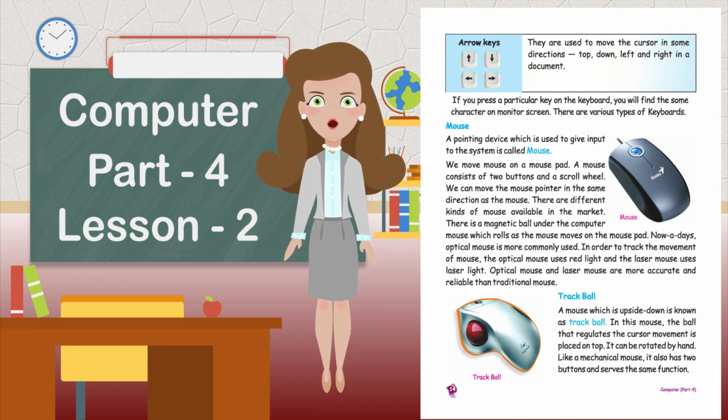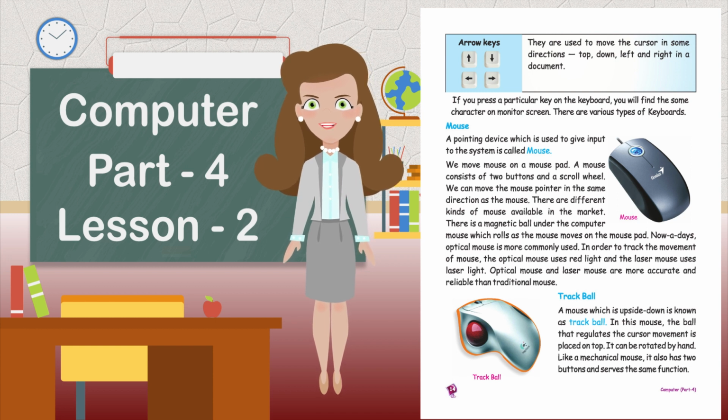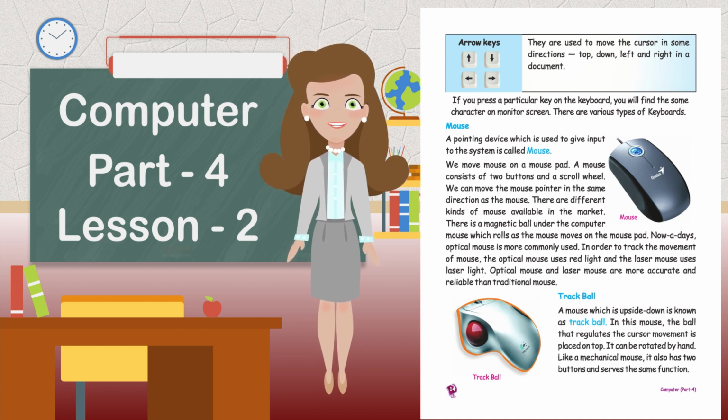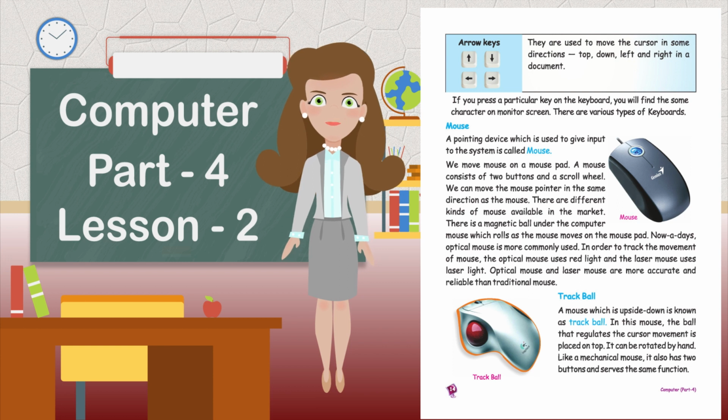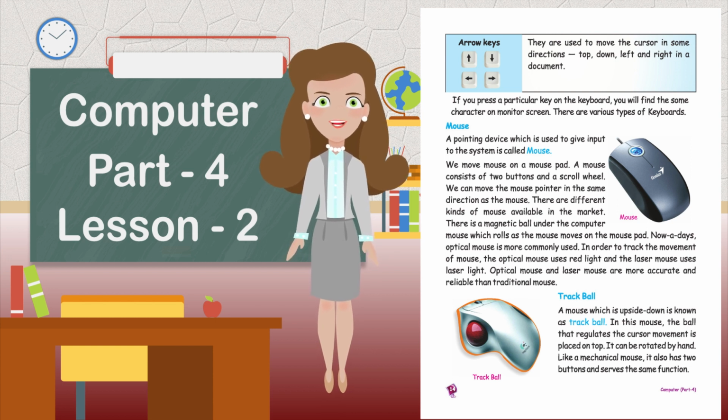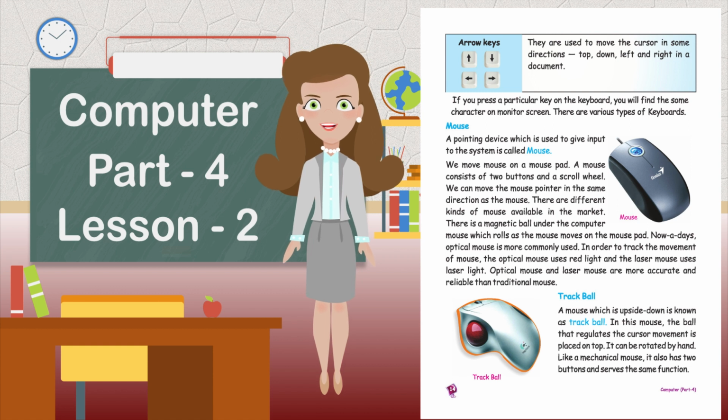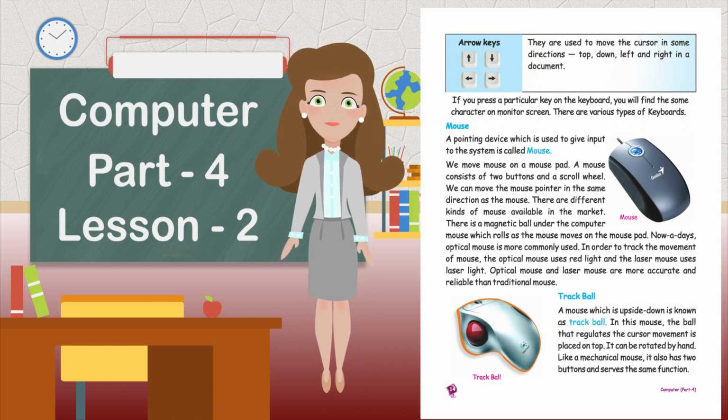Trackball. A mouse which is upside down is known as a trackball. In this mouse, the ball that regulates the cursor movement is placed on top. It can be rotated by hand. Like a mechanical mouse, it also has two buttons and serves the same function.